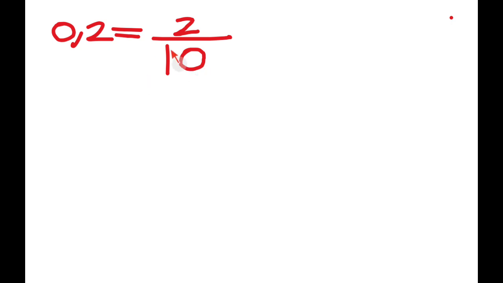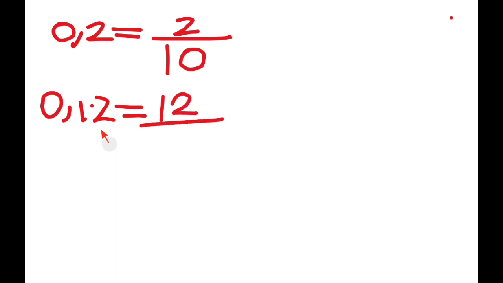If we had, for example, 0,12, we would write the number 12 over 1 with 2 zeros. We've got two digits after the comma, so we would have to write that with two zeros at the bottom. And that's how we would convert that.